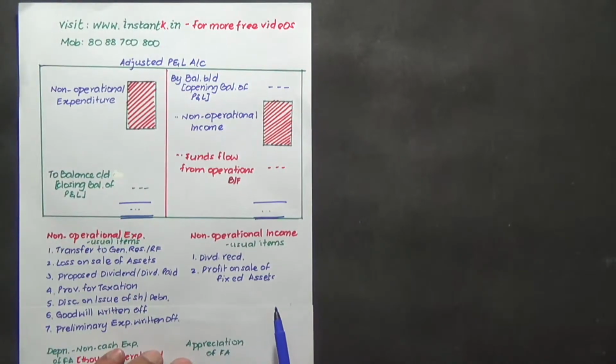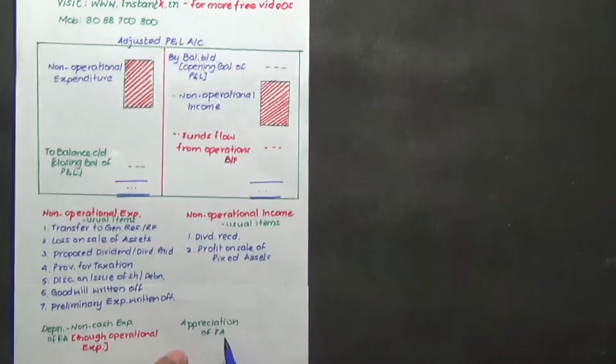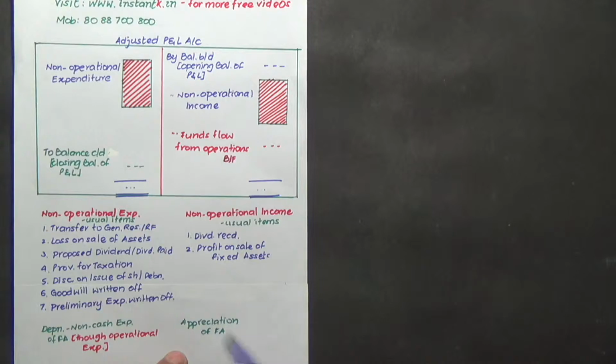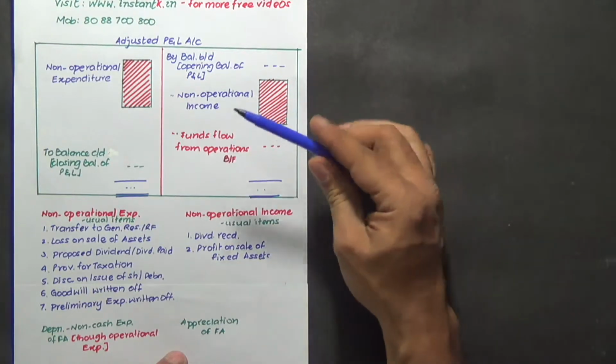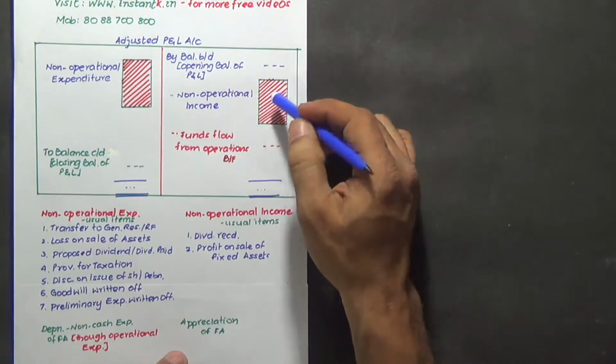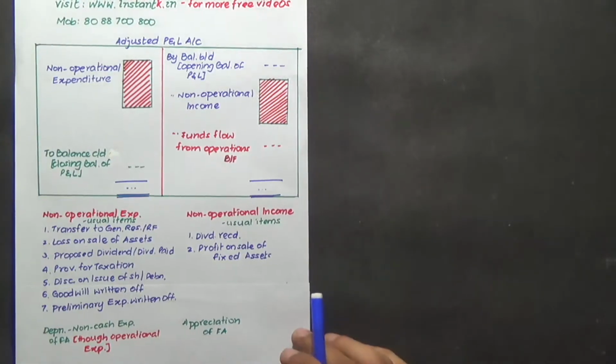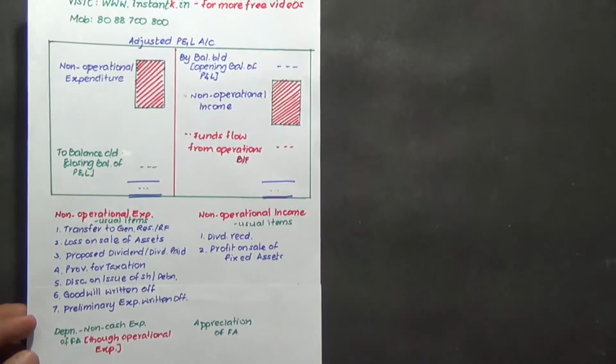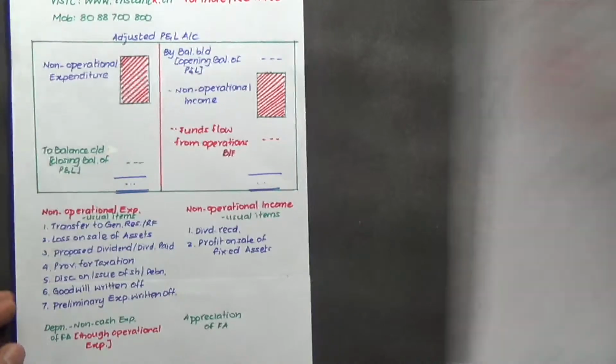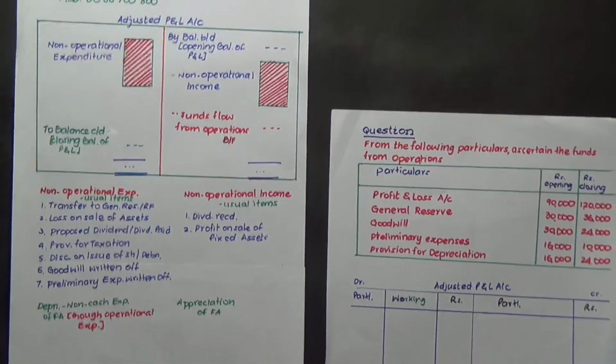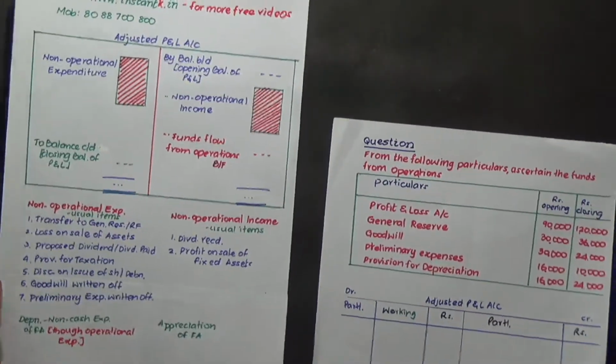And similarly, appreciation on fixed assets is a non-cash income. That's why it will come here. Appreciation of fixed assets, if there's anything, will come here. With this general format, let us see how a problem looks. Let me leave the format here. It can help us to see how a problem is done.